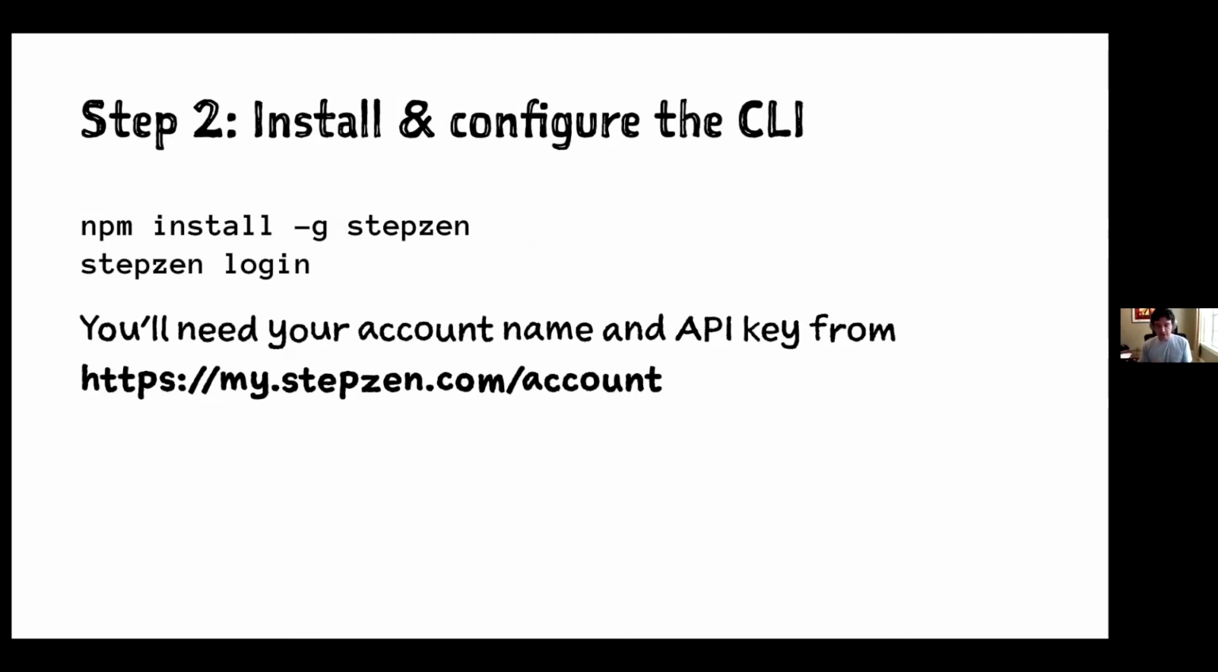Then you'll need your account name and API key. Once you have an account, you go to my.stepzen.com/account, and you'll be able to see your account name and your API key. You'll supply that once to the CLI, and you're logged in, and then it knows your account and will manage everything from that point on.